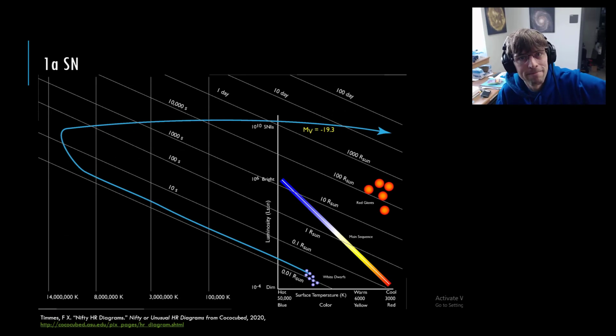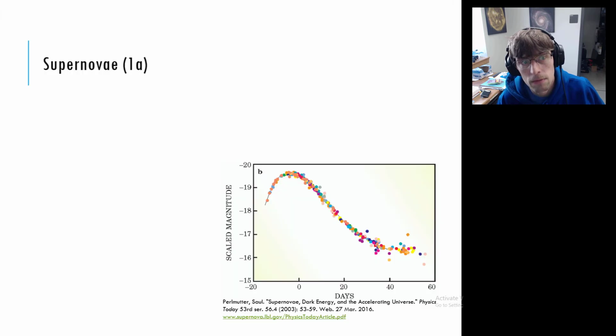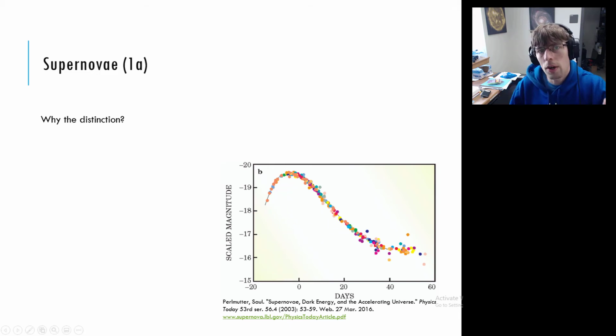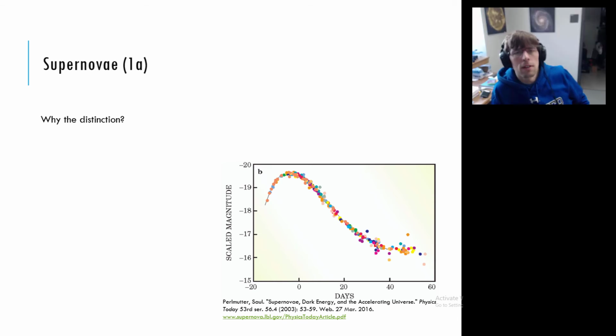Okay? Why is this so important? Why do I bother talking about this? Let's go ahead and take a look. There's something very special about these type 1a supernova. What you see before you here is a bunch of different supernova. Each colored dot represents the magnitude of the supernova in days either prior to or after the explosion. And go ahead, take a minute here. What do you notice about this?